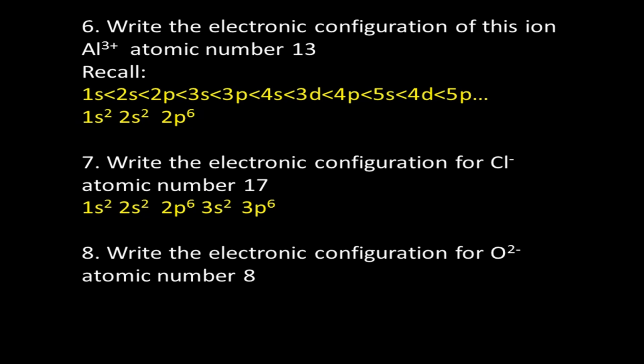Number 8. Write the electronic configuration for the oxygen ion. The atomic number of oxygen is 8. And this oxygen has gained 2 electrons, added to the 8 that it has. So we are filling in 10 for the oxygen ion. So let's fill 1s2, 2s2, 2p6, making 10. 2 plus 2 is 4, plus 6, that is 10.